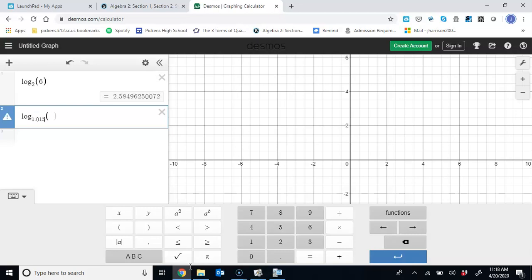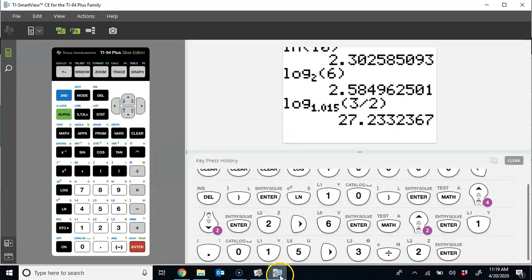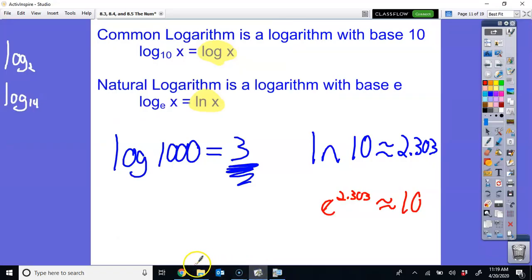1.015, and then 3/2, 27.233. There it is. So Desmos or the TI calculator can get those bases for you. Now, when I was in school, we didn't have that really cool way of doing that. We actually had to use a different little method when I was in school.